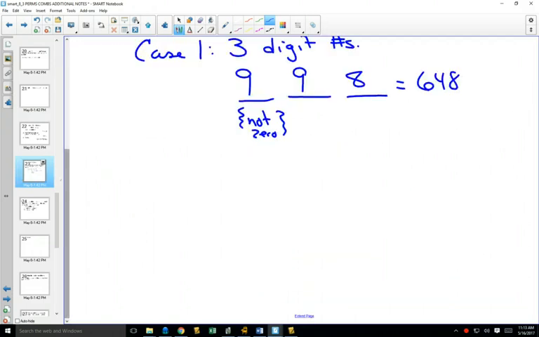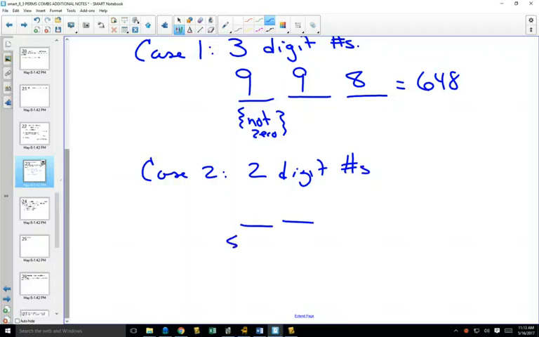Well, what haven't we counted yet? We haven't counted case 2, 2-digit numbers. So now we would have 2 digits. Again, there's a restriction on this first one that this can't be 0. So there's 9 choices here. We now can put 0 back in, so there's 9 choices there for 81.